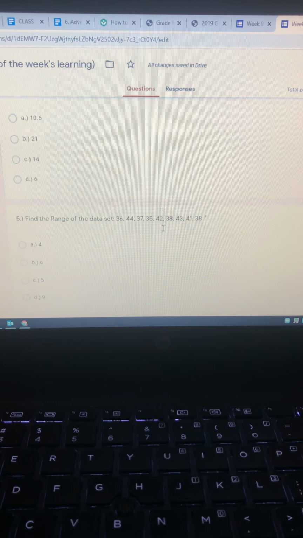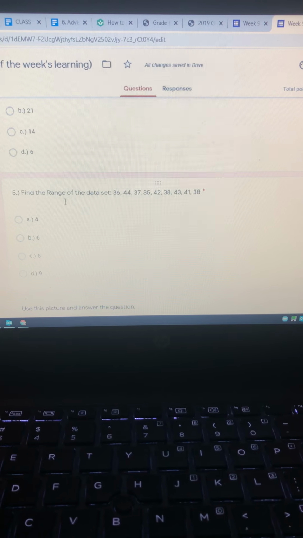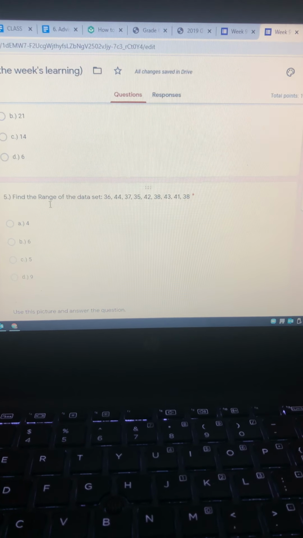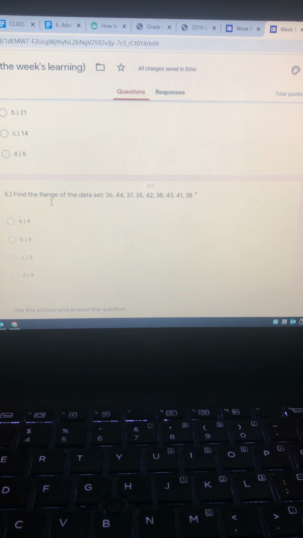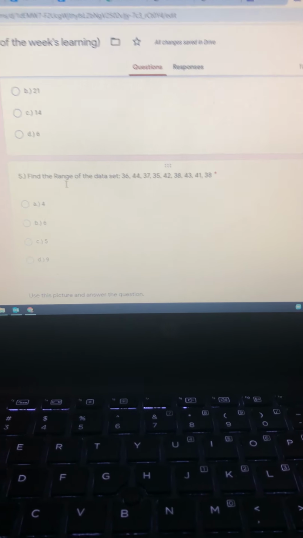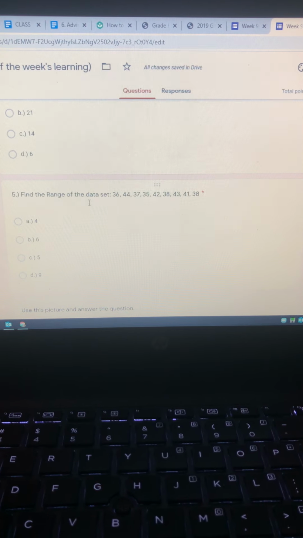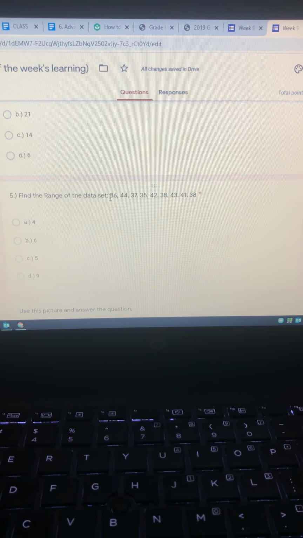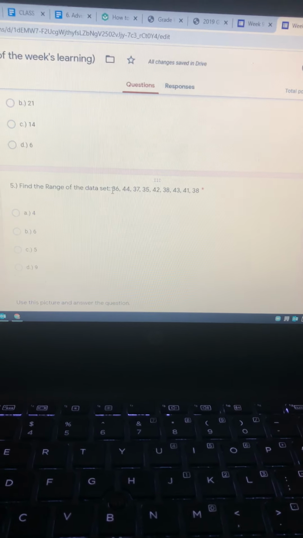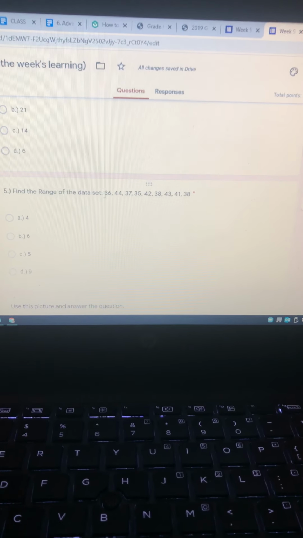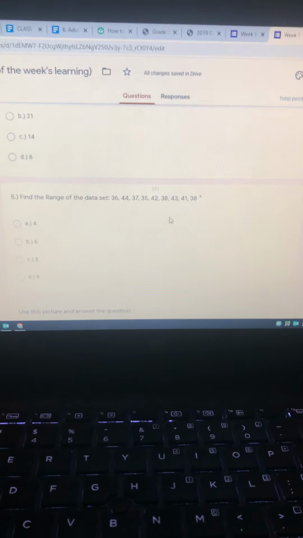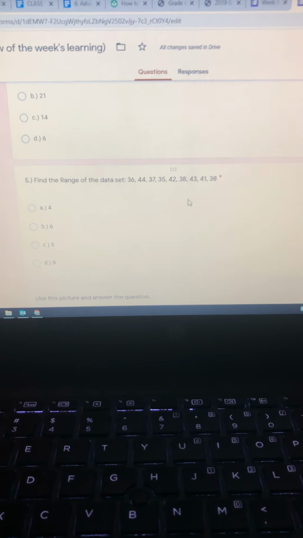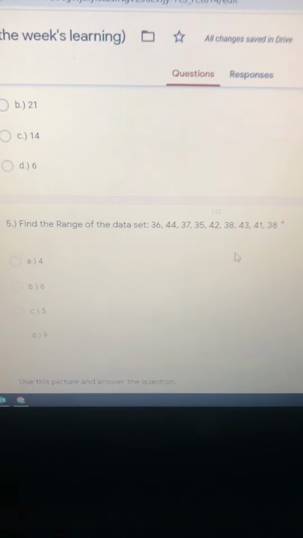All right, number 5. What is the range? Remember, range is subtracting the little number from the big number. So when we look at all the numbers, we put them in order from least to greatest. That way we can just take the one at the end and subtract the one from the beginning. Okay? That is how we find the range.